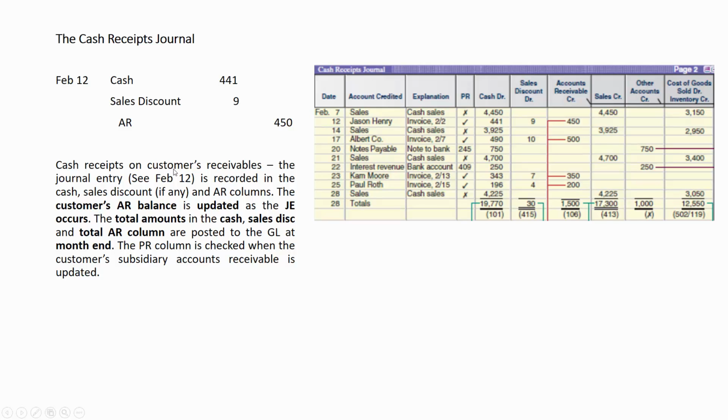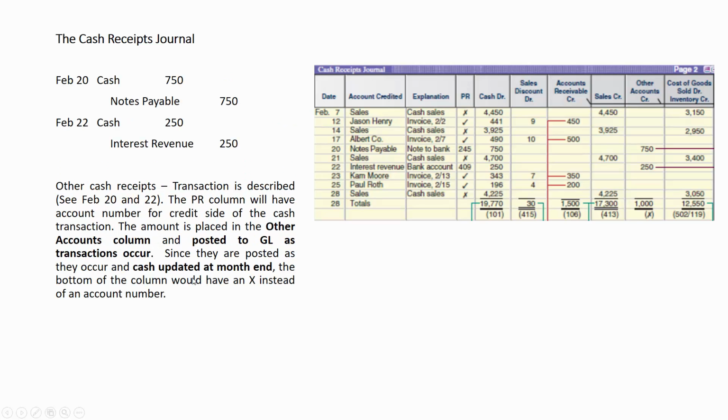Cash receipts on a customer's receivable. See the journal entry of February 12th. It is recorded in the cash discount, if any is taken, and the accounts receivable columns. The customer's accounts receivable balance is updated as the journal entry occurs. The total amounts in cash discounts, and the total accounts receivable or controlling account, are posted to the general ledger at month end. The PR column is checked when the customer's subsidiary accounts receivable is updated.